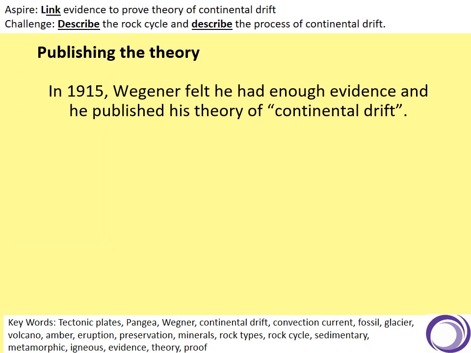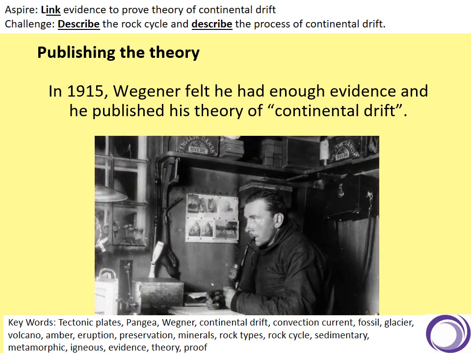So by 1915, Wegener felt he had enough evidence and he published his theory of continental drift. When scientists publish scientific papers, they are open to something called peer review. That's when other scientists look at the theory and what evidence has been presented and say whether or not they think it's strong enough for them to support the theory or to go against the theory.